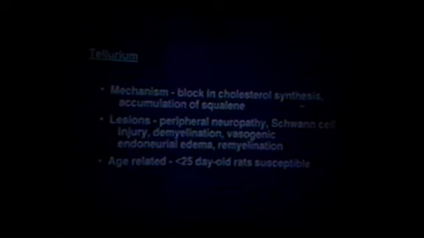Tellurium is thought to block cholesterol synthesis. Cholesterol is a major component of myelin. In this case, it produces a peripheral neuropathy, Schwann cell injury, demyelination. Remember, the Schwann cell forms the myelin. You get demyelination, vasogenic endoneurial edema, sort of a non-specific effect, we think, and then remyelination.